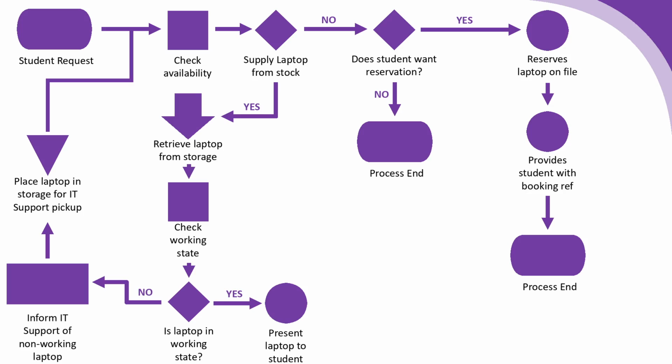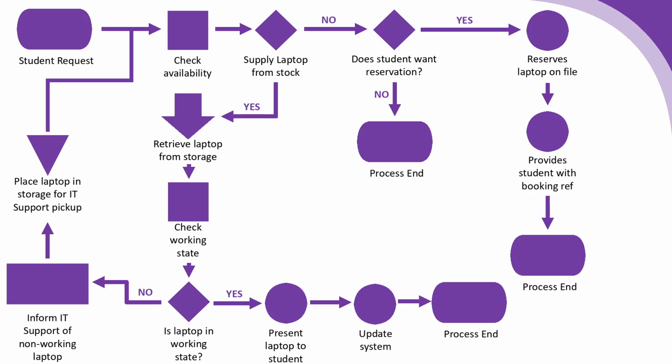Now, here, just to establish, we haven't finished our process because we still need to mark that laptop as taken by that particular student for a particular length of time. So it's quite important that we make sure to include a system update. So updating the spreadsheet or updating the file to indicate that that particular laptop has been lent out to a particular student. That will be a necessary and important part of our process. But once that's done, that brings our process to an end.